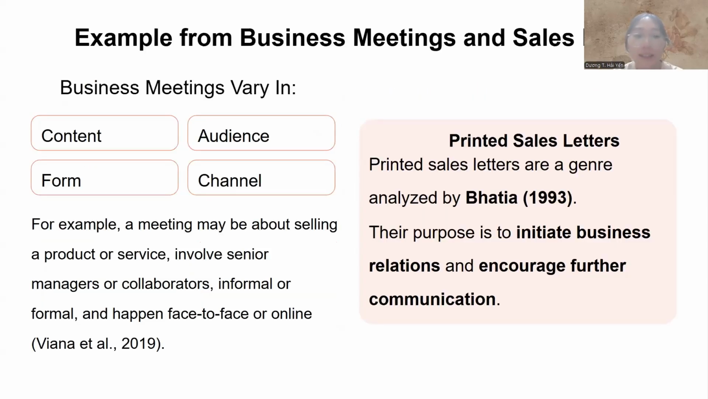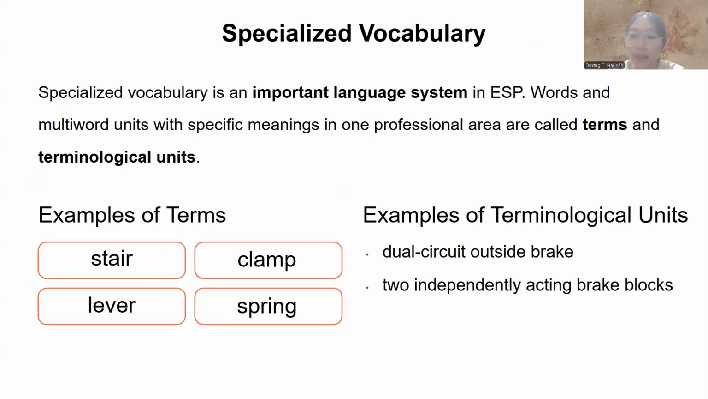Okay. So in business ESP, learners need to understand both the language and the communication purpose behind each genre. So the third important feature of ESP is specialized vocabulary. Okay, so next slide, please.